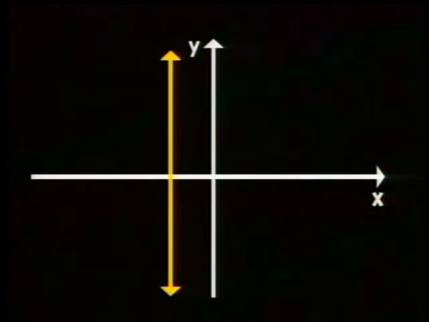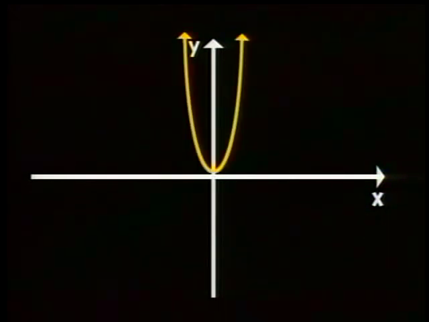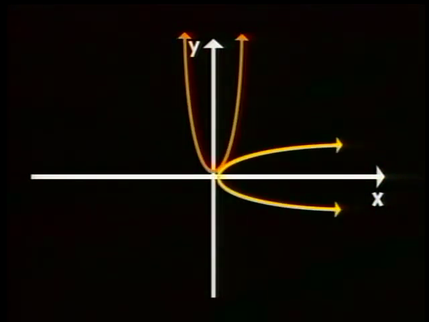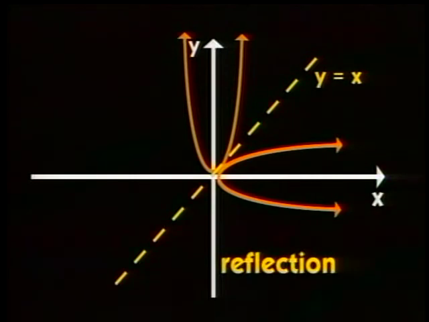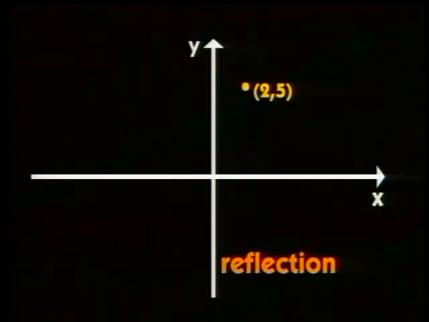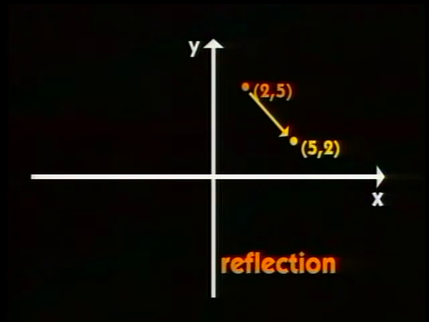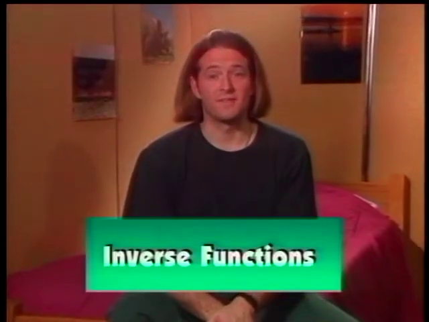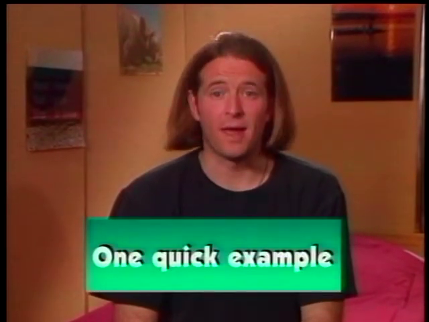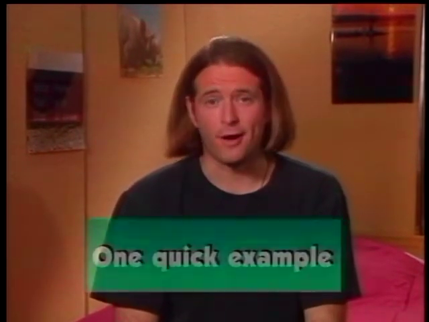You can see that the original graphs and the inverted graphs appear to be mirror images, with the mirror placed along the diagonal line y equals x. The reason for this will become clear upon reflection. Changing around the coordinates from (2, 5) to (5, 2) flips a point across the diagonal line. Inverse functions can be really useful in solving problems. It's not critical to understand exactly why or how right now. We'll see more of this later. But one quick example might give you an idea of what's going on.